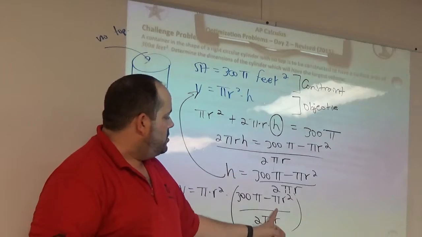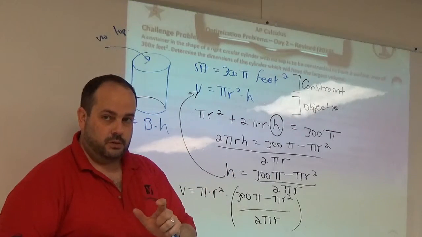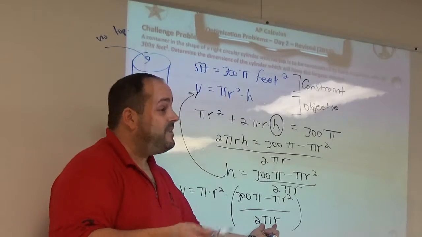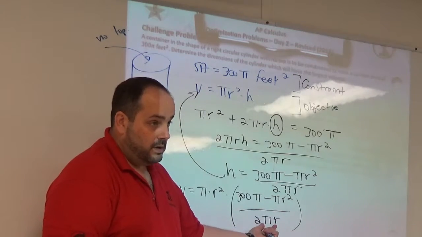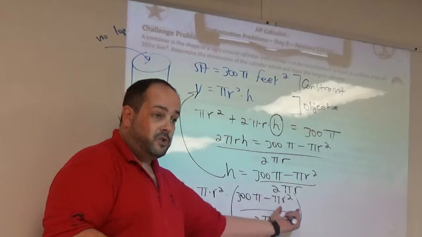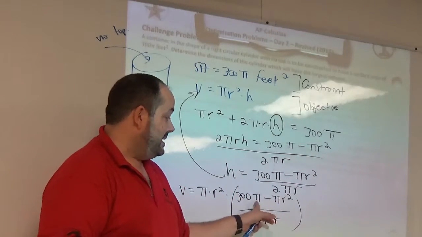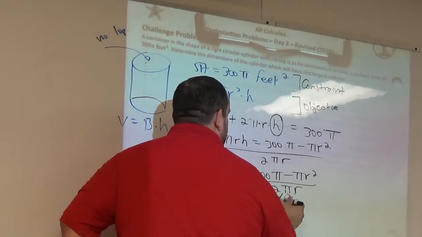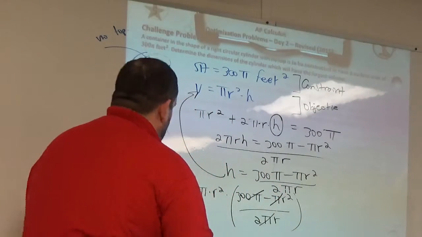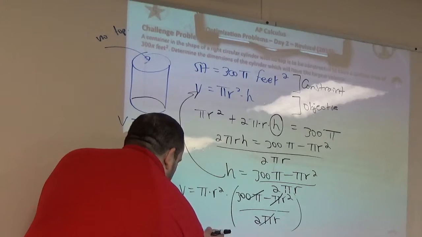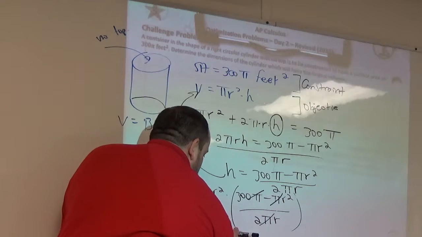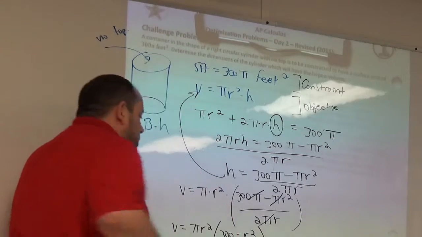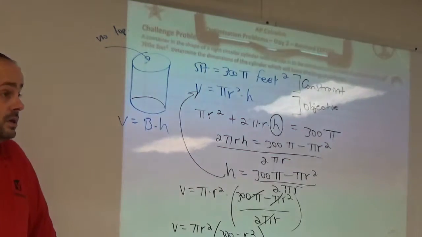You can only cancel out factors. So I see a pi in the denominator, that's a factor. Is pi a factor in the numerator? Can I factor out a pi from both terms? Yes, I can. So this pi will cancel out both of those. So now I've got volume equals pi r squared times 300 minus r squared over 2r, and that's good.